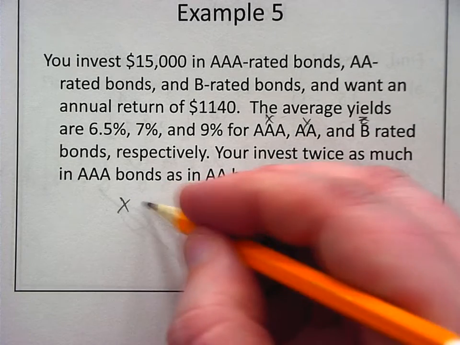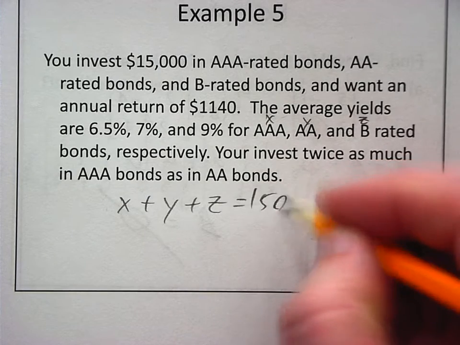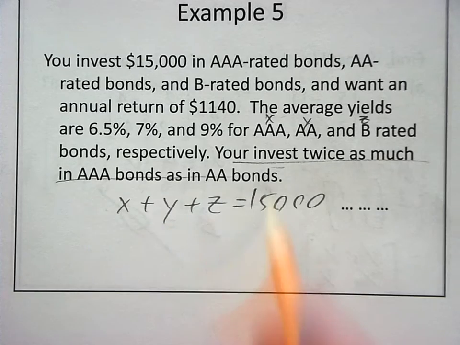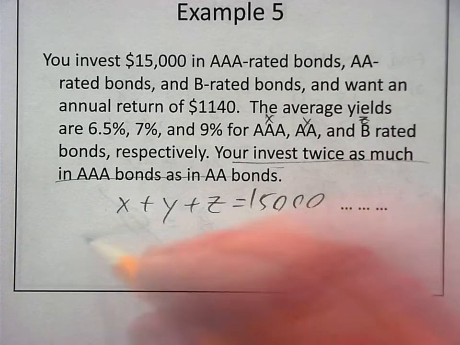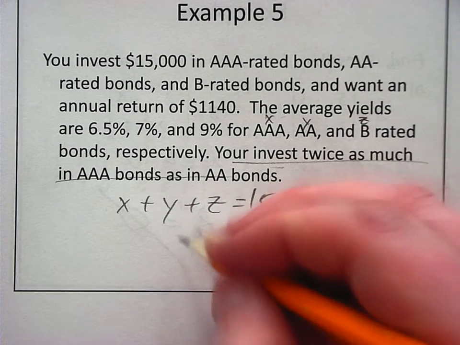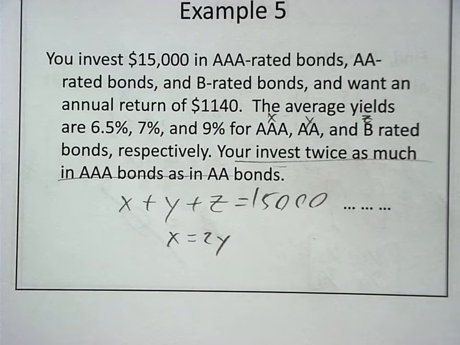You're on the right track. You'd actually just do 1x. X plus y plus z. That's going to be 15,000. One of my other equations is going to have to deal with this. Oh, okay. Would be 2y equals x. Yeah, so if y is AA bonds, you invest twice as much in AAA as you do in AA. So yeah, x is going to be equal to 2y. And then what's the third equation?